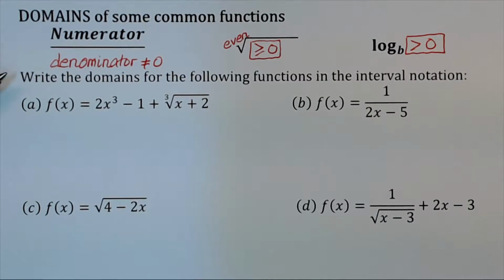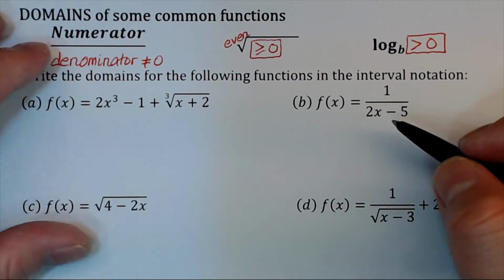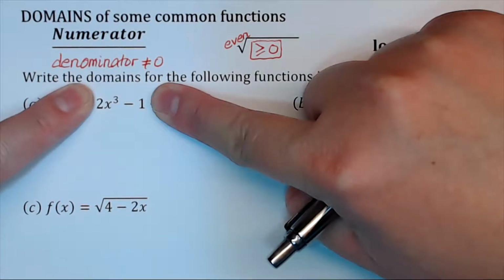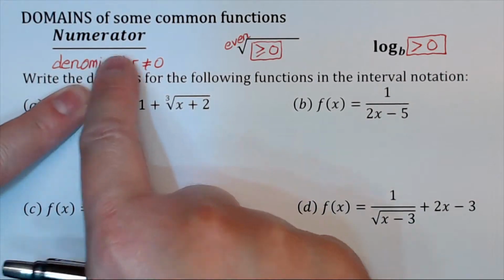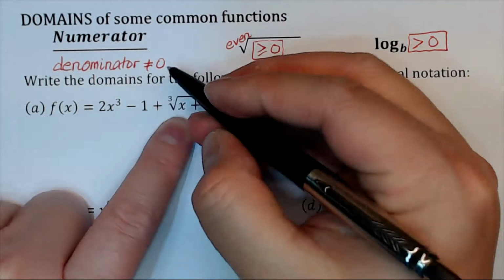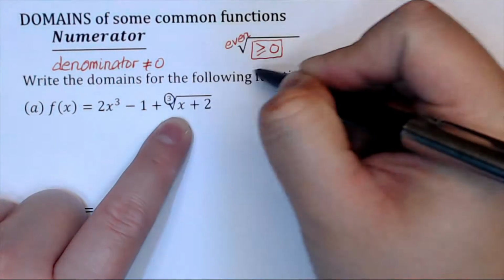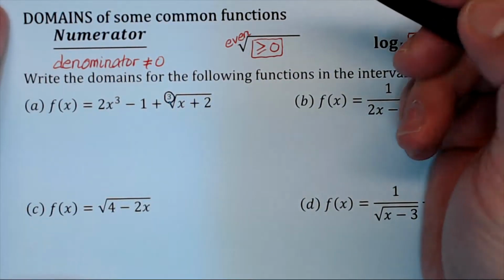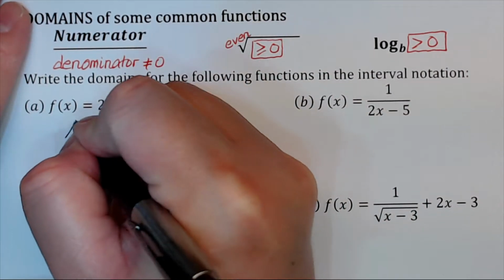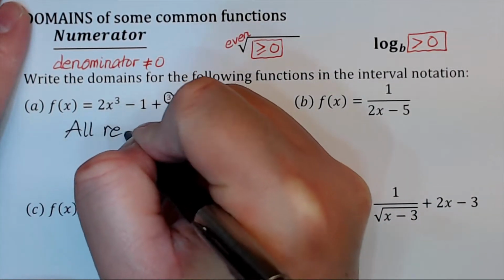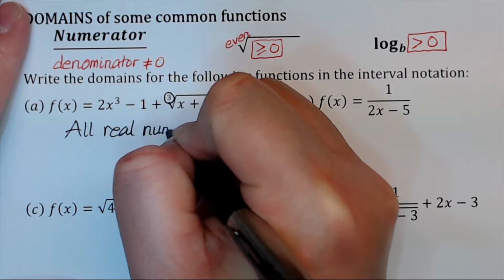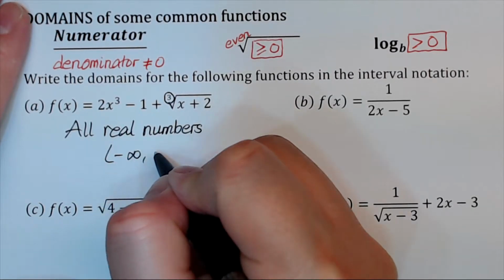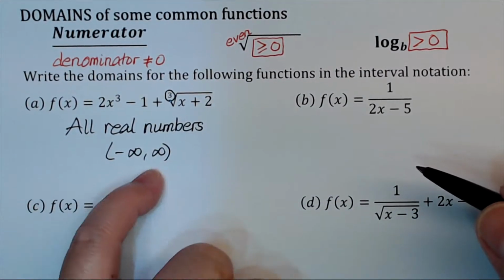Now, let's look at these examples. The first one is a polynomial function. It is defined everywhere, and it is not any of these. That one is a cube root, not an even root, so this is also defined everywhere. So all of this together, the domain is all real numbers, from negative infinity to infinity.